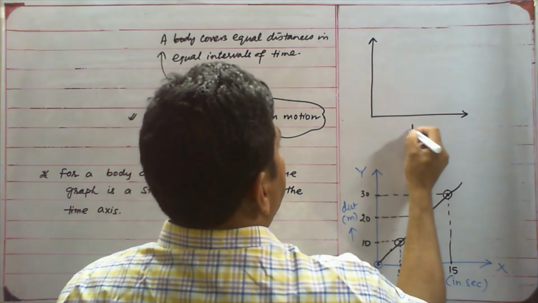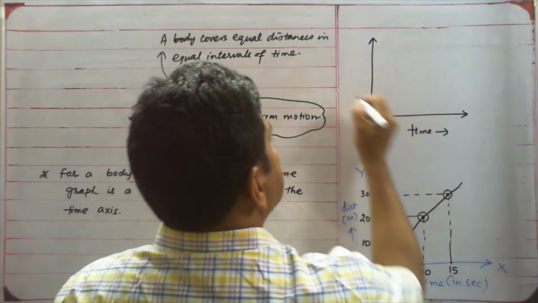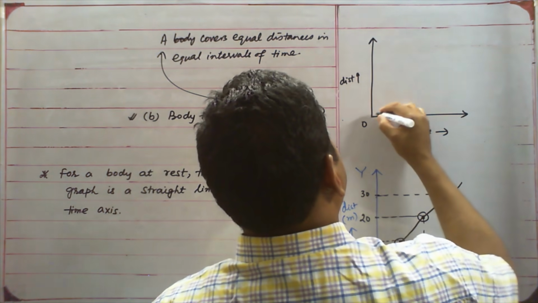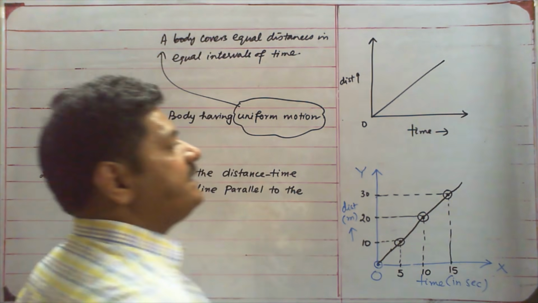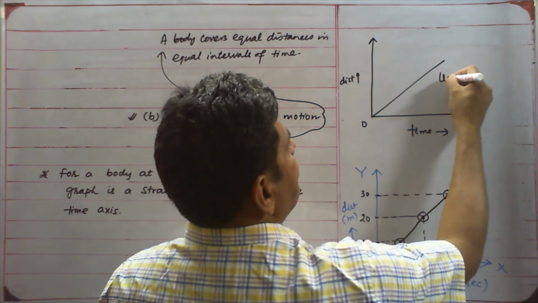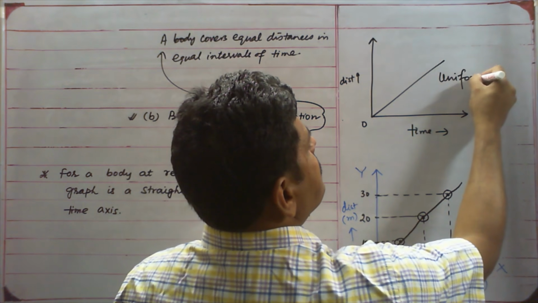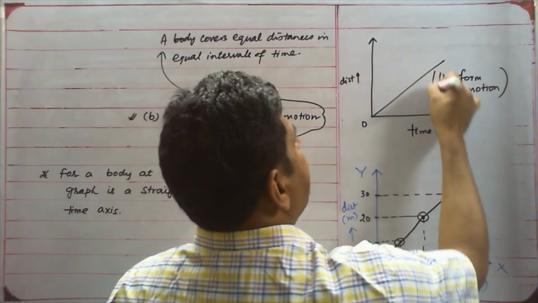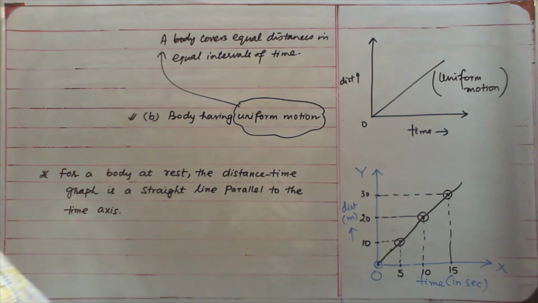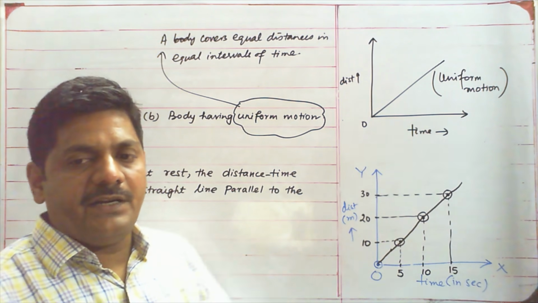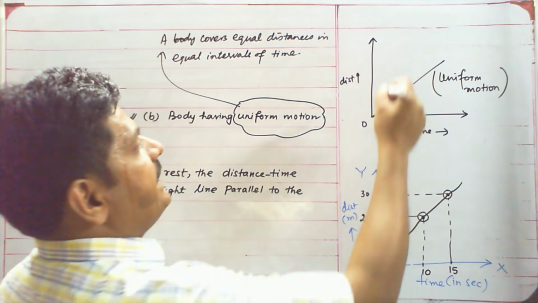This is time, this is distance, and this is the origin. The graph would be a straight line passing through the origin, and this is for uniform motion. Okay, so this is for uniform motion. This is the given data. This is the general graph. Okay, so this is case number 2.